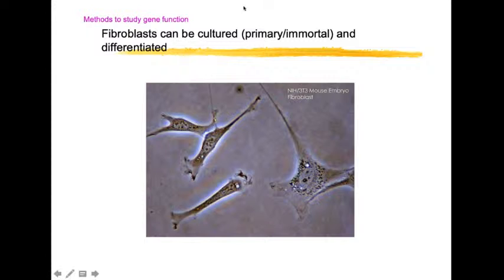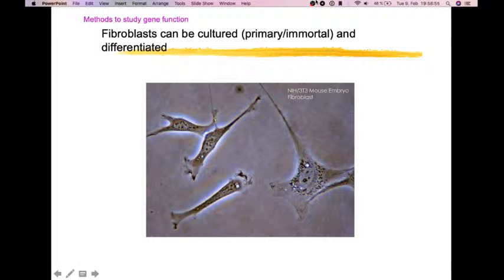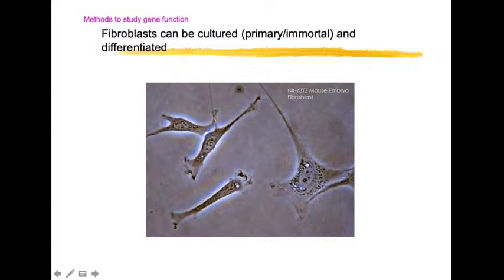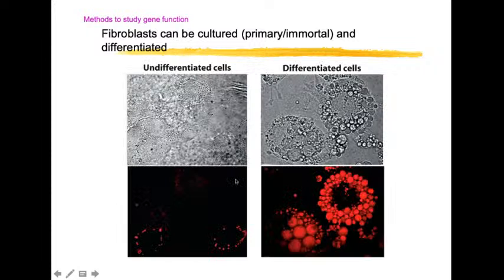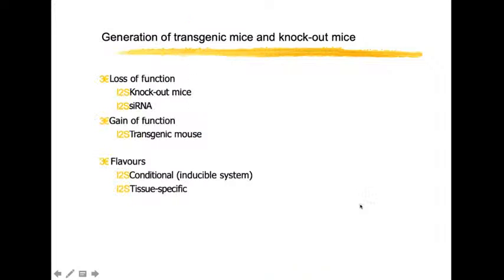So this is a fibroblast that has been cultured on the primary immortal differentiated cells. These are NIH 3T3 mouse embryo fibroblasts. And these are undifferentiated cells, and these are differentiated, so they are not properly taking the form, but here they have taken the proper form of your fibroblast. So this is how your cells look.